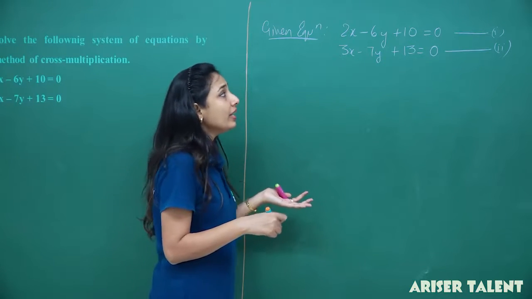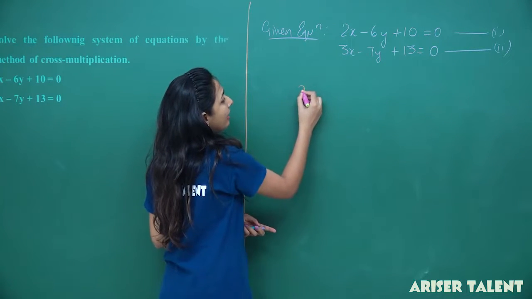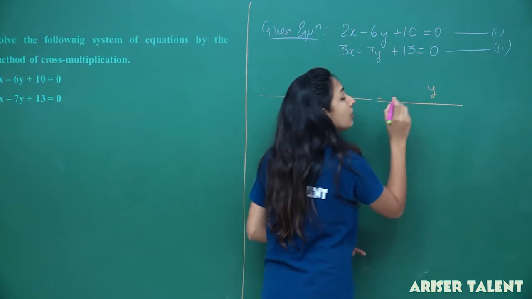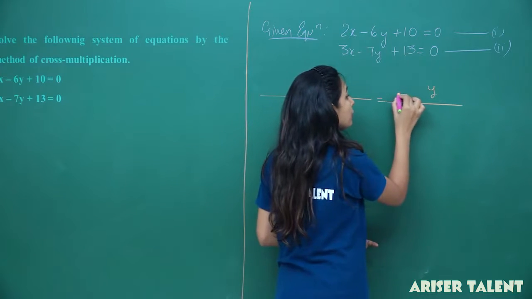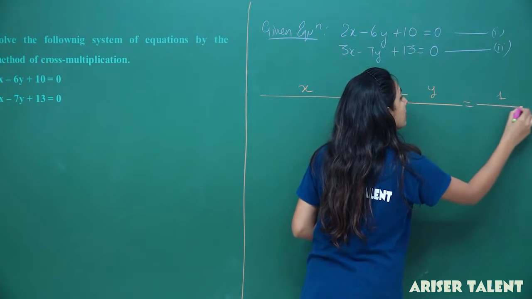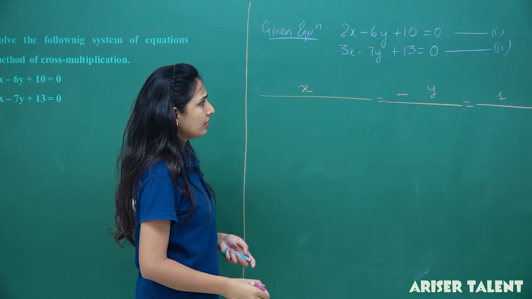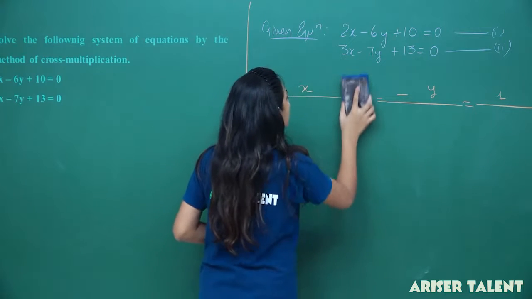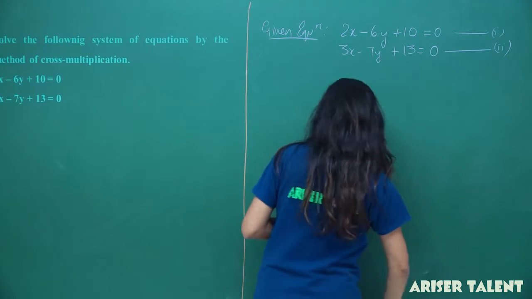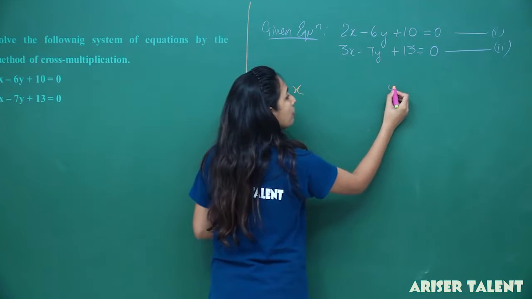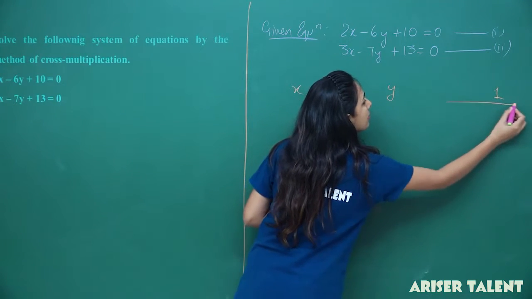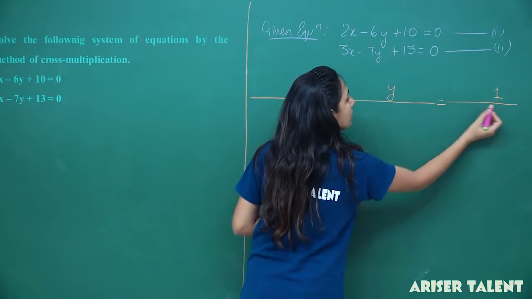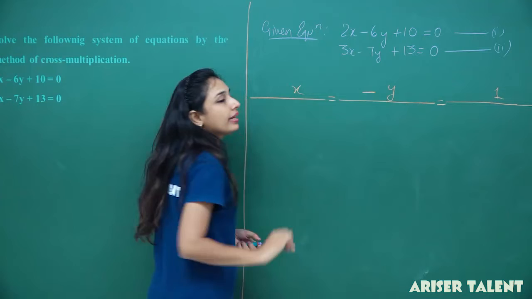What I'm supposed to do is write the x here and the y here with a negative sign, alternative approach, right? And the 1 here. That's not good with the 1 because we are giving it too much space. So it should be like this: x, y and 1 equals to, right, and a minus sign here.